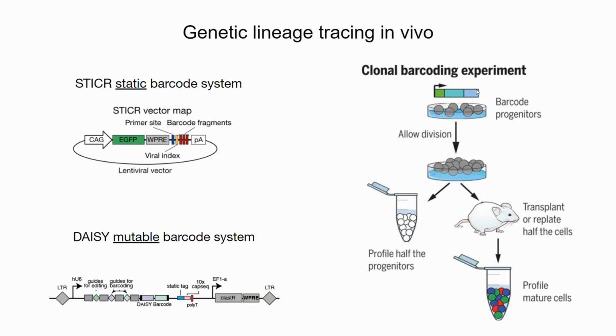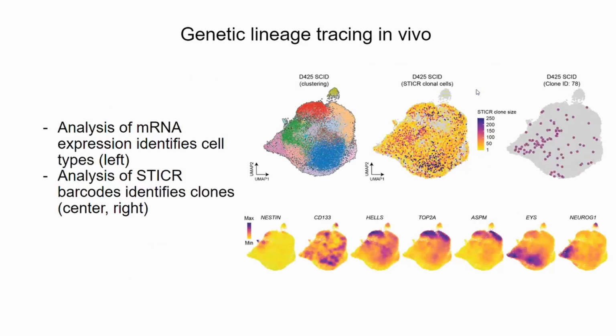So we generate an endogenous gene expression library, but we also generate a library of cellular barcodes to tell how different cells are related to each other. We also generate a third library that's enriched for mitochondrial gene expression, because it turns out that mitochondrial mutations are a rich source for phylogenetic inference.